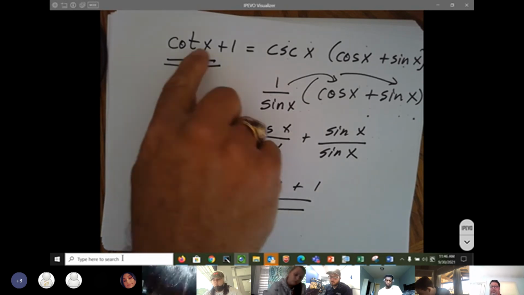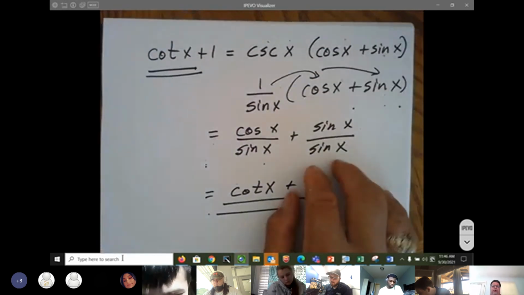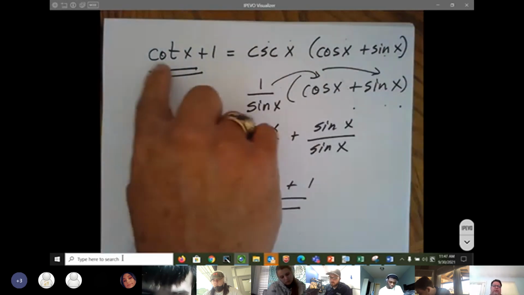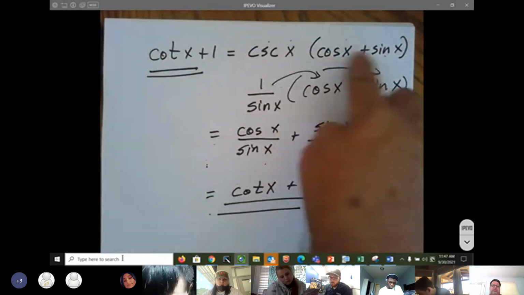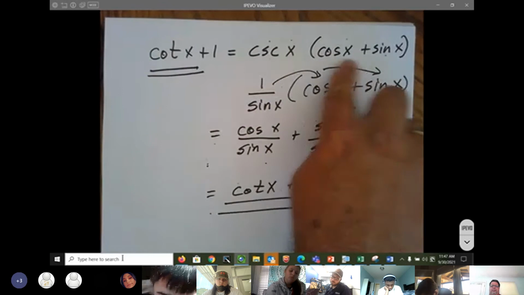Well, Hubert, why didn't you do anything to this? Well, the directions say prove that this is equal to this, or prove that this is equal to this. You always go with the most complicated. And I went with the most complicated.